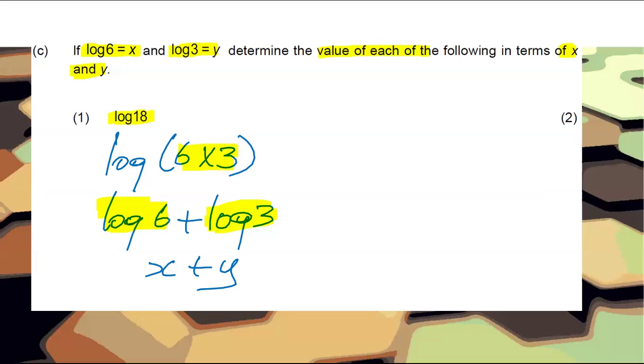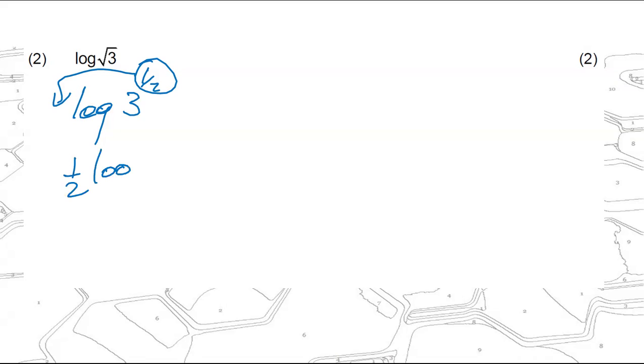All right, try this one out. What would you do here? You will get rid of the square root, right? How would you get rid of the square root? By raising 3 to an exponent of a half. Remember, the square root is an exponent of a half. I explained it not long ago, right? So now you can quickly just drop that exponent and make it the coefficient of the log. So I will end up having a half log of 3.